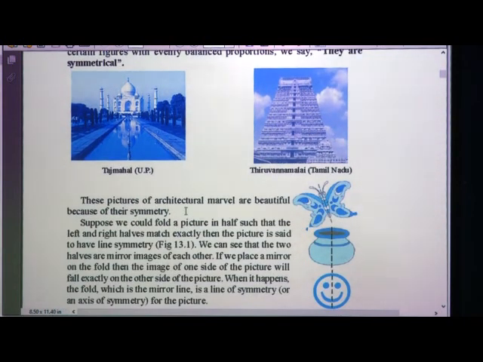These pictures of architectural marvels are beautiful because of their symmetry. Because of their symmetry, they are beautiful, right? They are beautiful because of their architectural marvel and their symmetry.